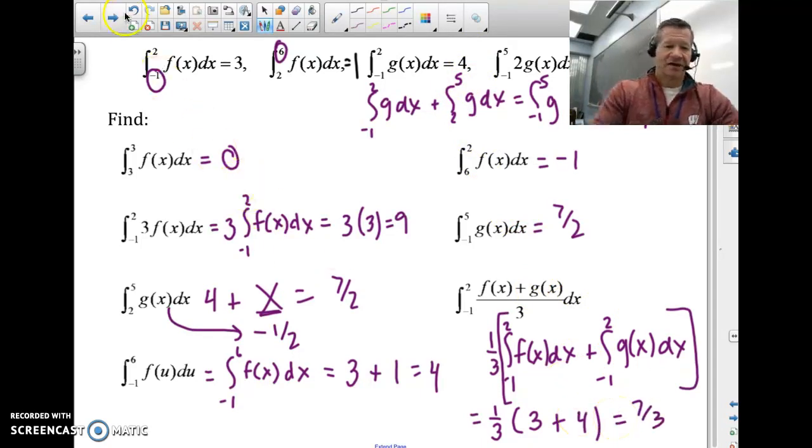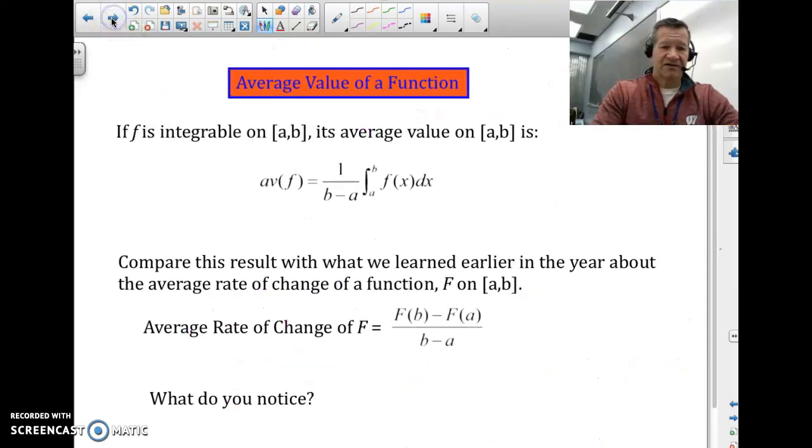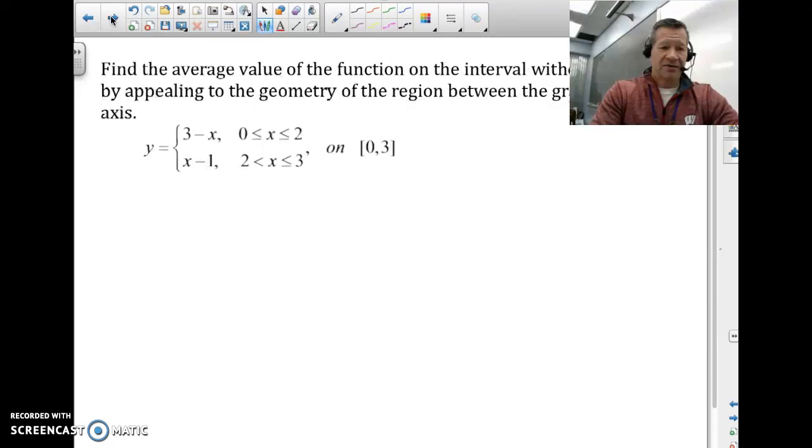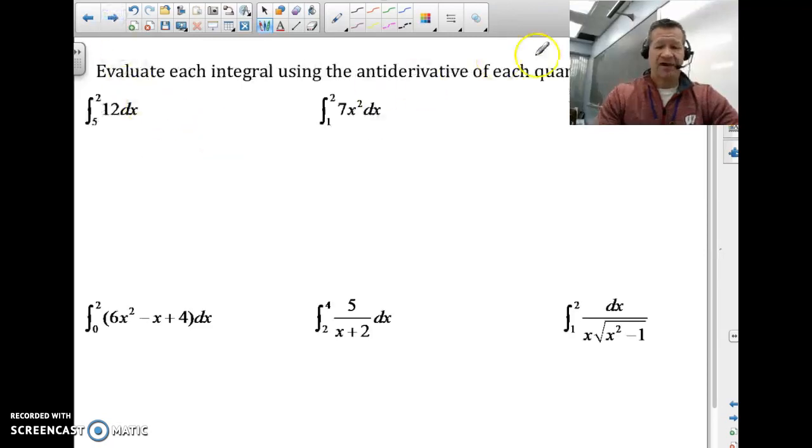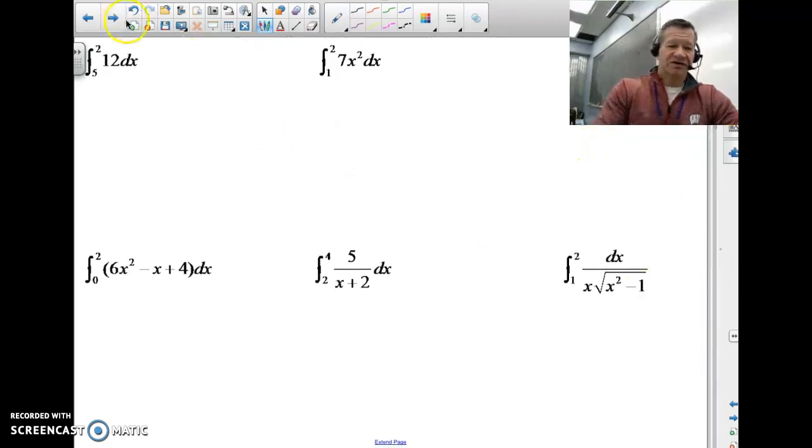So that's just a little exercise in understanding what the rules or properties are of integrals and being able to use them. Now I'm skipping over the average value of a function stuff, and I want to come to this. Now, we're going to evaluate integrals using an antiderivative of each quantity. It's a pretty simple thing to do. The question is, why does it work?